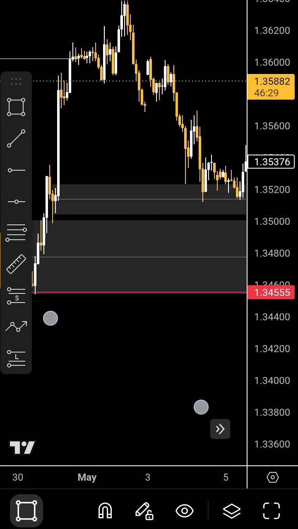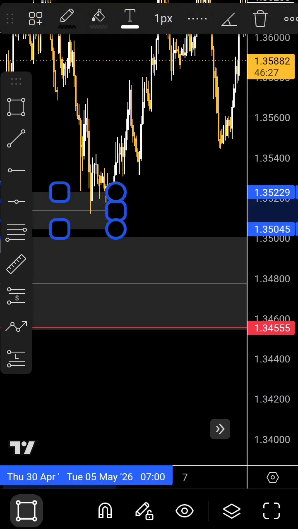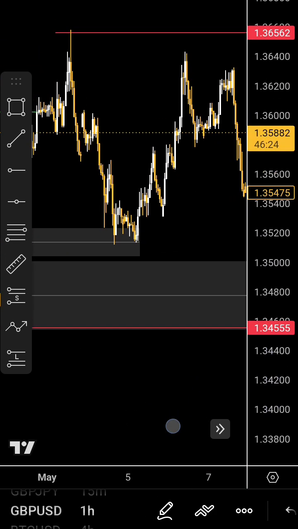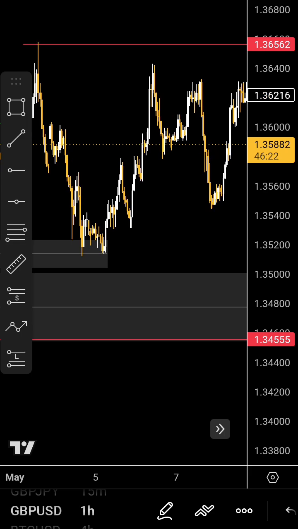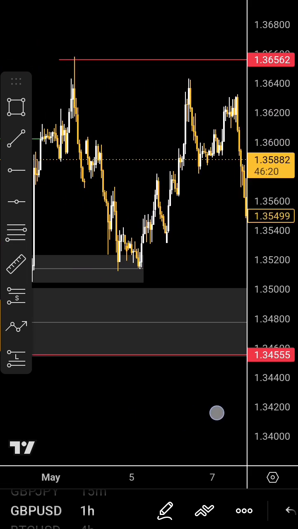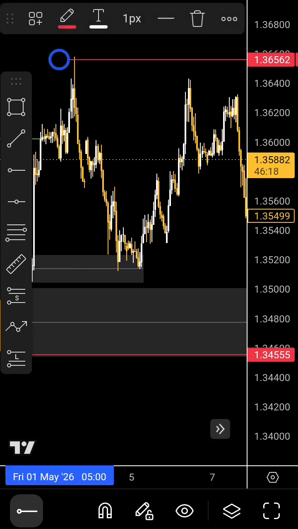This is an order block on the 1-hour time frame. Now price came into this order block and then it pushed up, right? But it wasn't able to break the high.